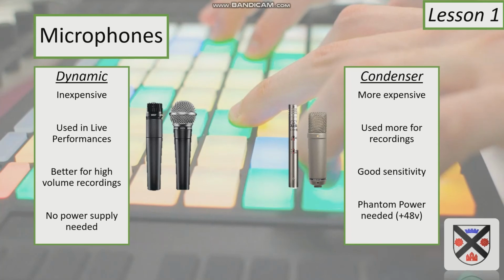So just to summarize that then, we've got our two different microphones, our dynamic and our condenser. Our dynamic microphone is used more in live performances, but it can record, whereas a condenser microphone is used for recordings. Our dynamic microphone is better for high volume recordings and things that are going to be louder, whereas a condenser microphone would be better for things that are going to be a little bit quieter, as it has very good sensitivity. Our dynamic microphone doesn't need any additional power supply to be put through it before it will work, whereas our condenser microphone needs this thing called phantom power put through it before it will even function.